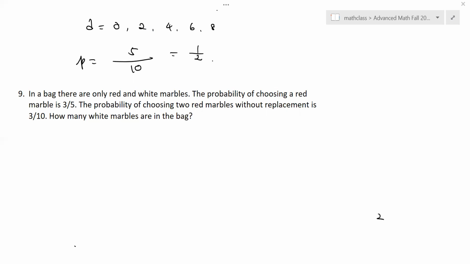Okay. Let's use R to denote the number of red marbles, and W the number of white marbles. We want to find out W and R. Based on the information, can you write down 2 equations in terms of R and W?